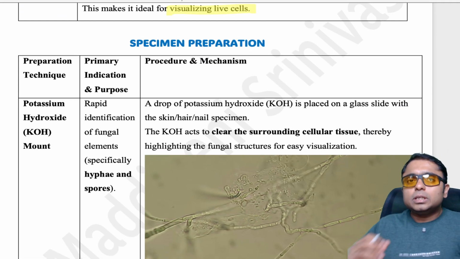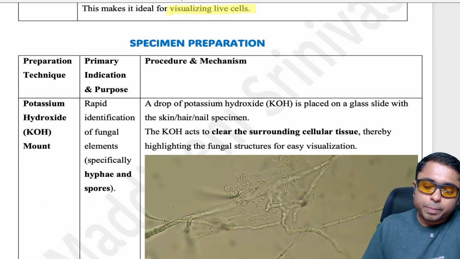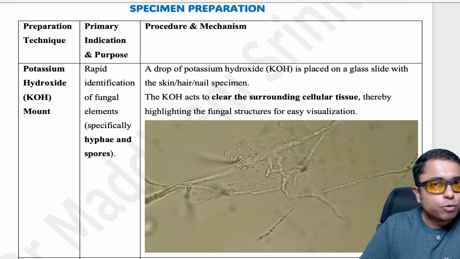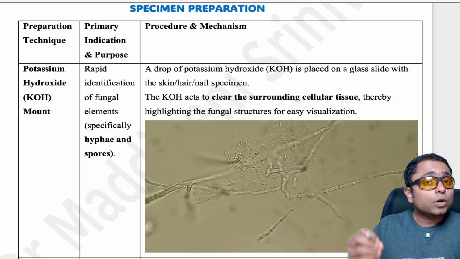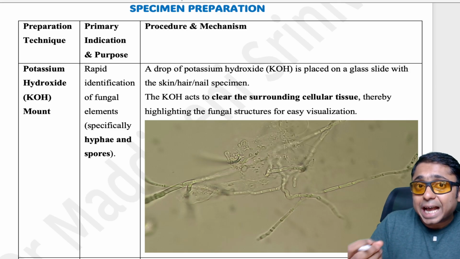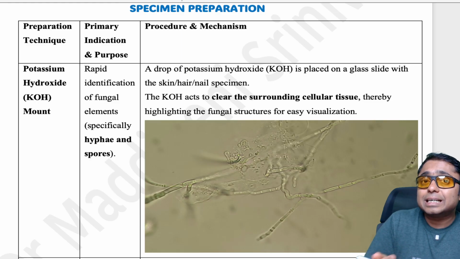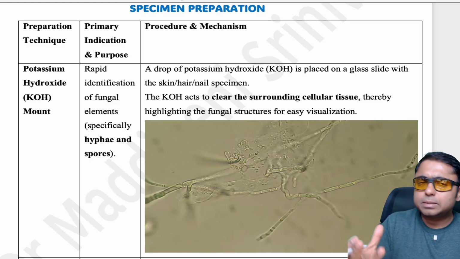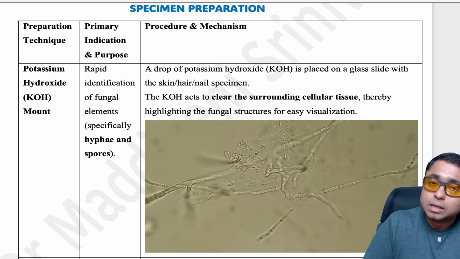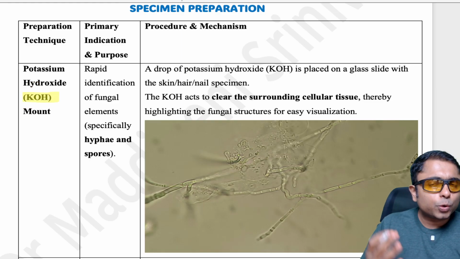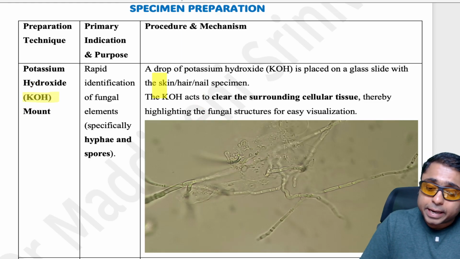So coming to the preparation of the specimen. How can you prepare the specimen? We can make use of various techniques, for example the KOH mount, in which scales are most commonly used. Also we can make use of the Tzanck smear, in which you scrape the base of the vesicles which are de-roofed, put it on the glass slide, put the Giemsa stain, and then observe it under the microscope. In KOH, the potassium hydroxide dissolves the keratin.